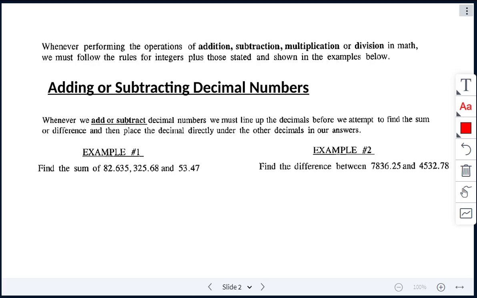And our first example here, we're going to do the sum. And our second example is for difference. The rule for adding or subtracting decimal numbers is we have to line up the decimals. All right, so line up all your decimal places, and then you're going to either find the sum or difference. And then once you have your answer, you place your decimal directly under the other decimals.